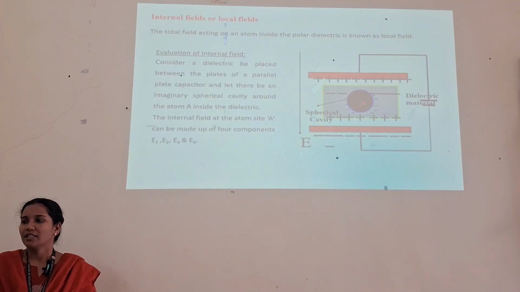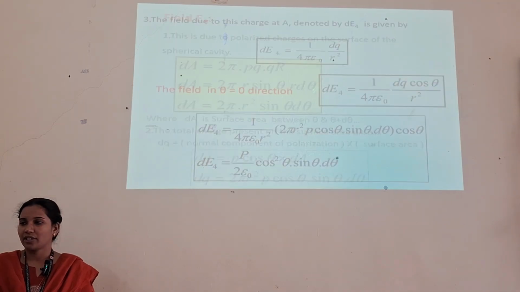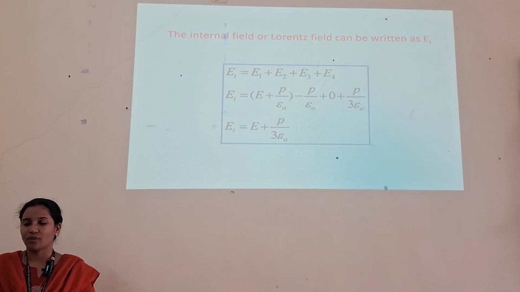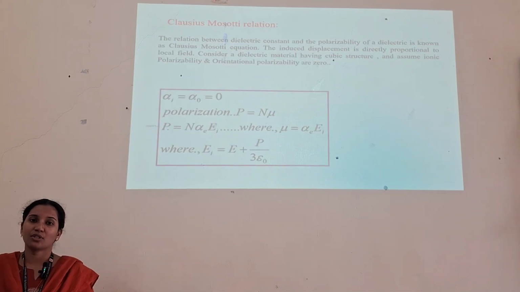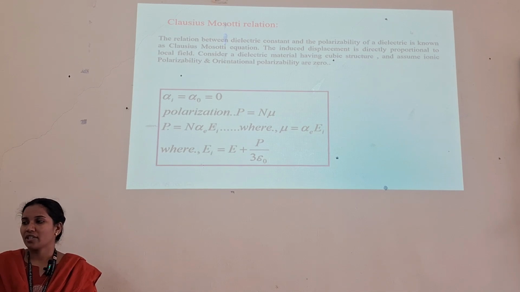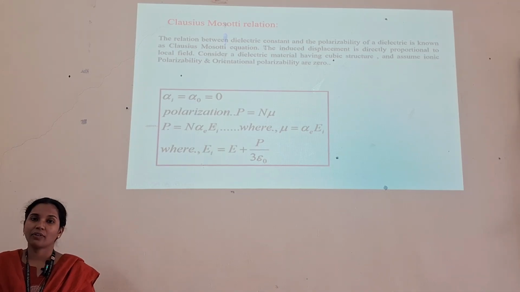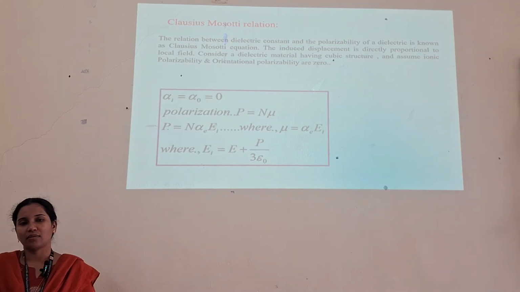As you can see here, this is the total field acting on an atom inside the polar dielectric, nothing but the local field or Lorentz field or internal field, denoted by EI equals E plus P by 3 epsilon naught. Next one is the Clausius-Mossotti relation, which is a very important relation, especially in dielectrics. The relation between dielectric constant and the polarizability of a dielectric material is nothing but the Clausius-Mossotti equation.